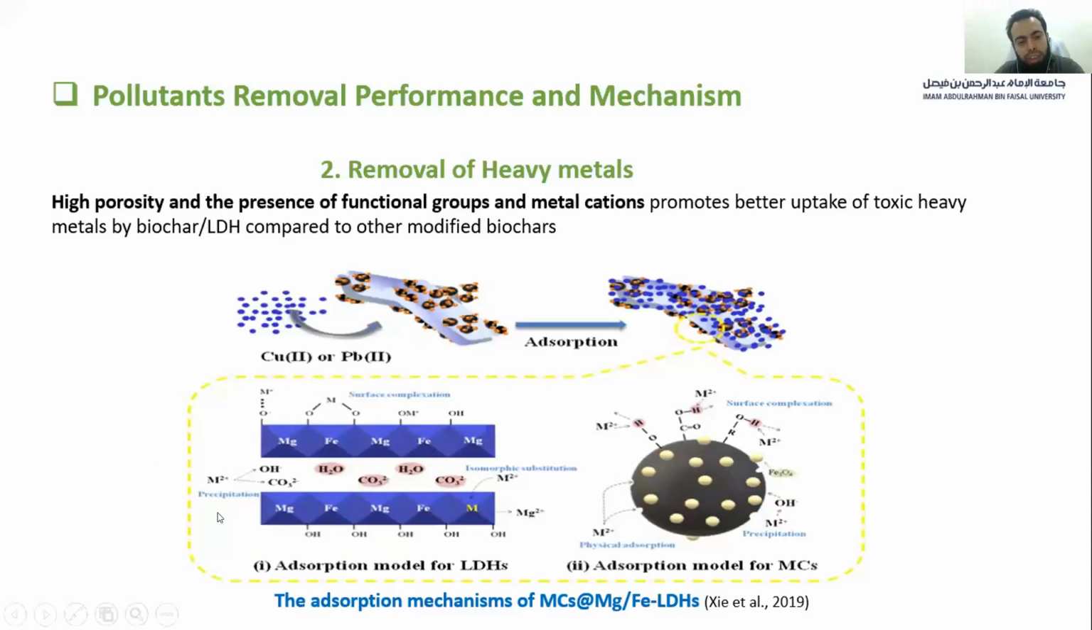The second mechanism includes precipitation. Because these LDH contain OH groups and carbonates or nitrate groups between the interlayers, what happens? This lead or copper forms precipitates like lead carbonate or lead hydroxide and is trapped onto the surface of the LDH biochar. Plus, the other mechanism may involve physical adsorption or precipitation with the surface of biochar itself. So, due to the presence of different mechanisms, the synergistic effect of biochar and LDH in the composite leads to better removal performance of different heavy metals.